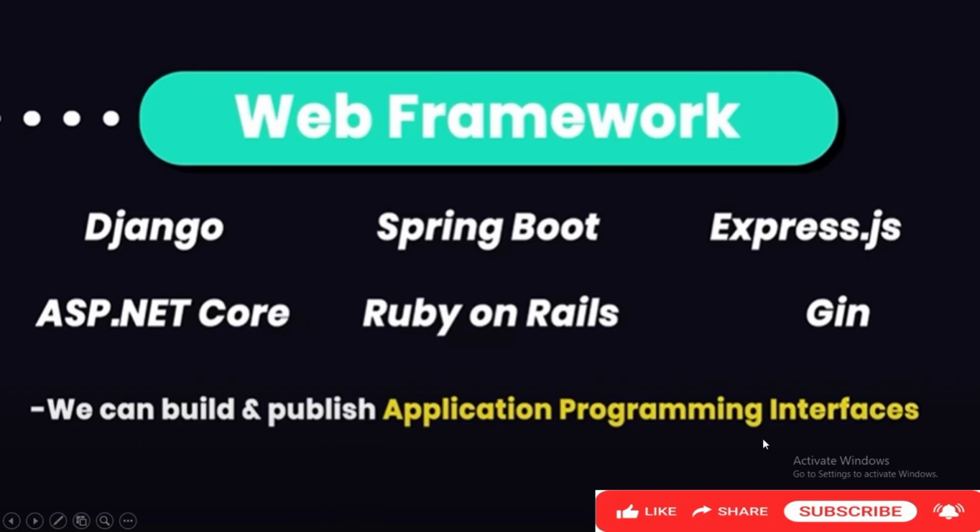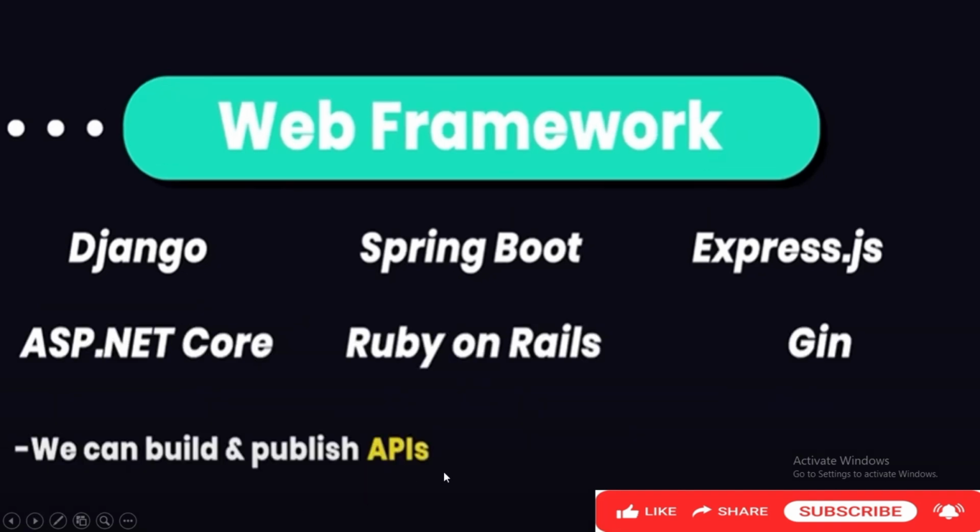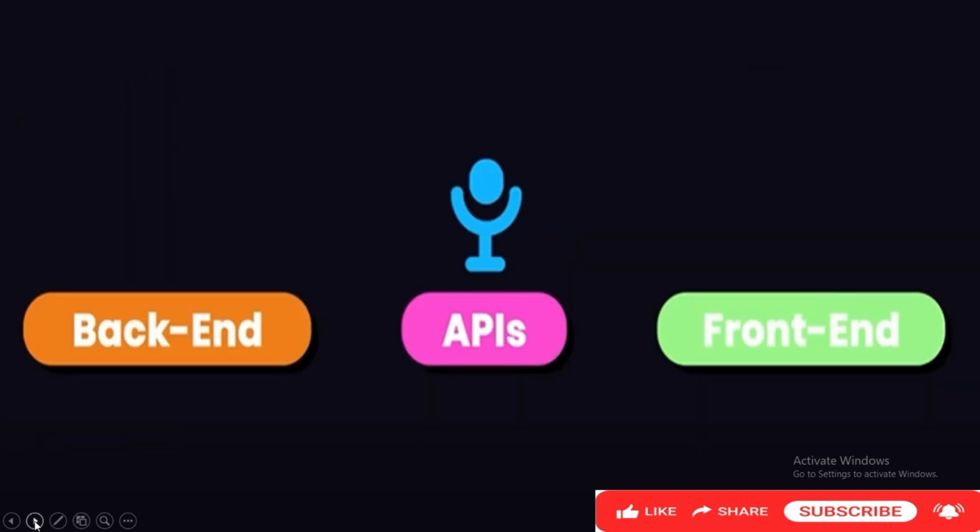And we can build and publish application interfaces. In other words, what are we talking about? We're talking about APIs, which are application programming interfaces, that we can build using these tools. These APIs allow the communication between the back end and the front end, therefore allowing the data to be sent to and fro from the back end to the front end. That is what these APIs do. That's the job of the API. So that is just it.